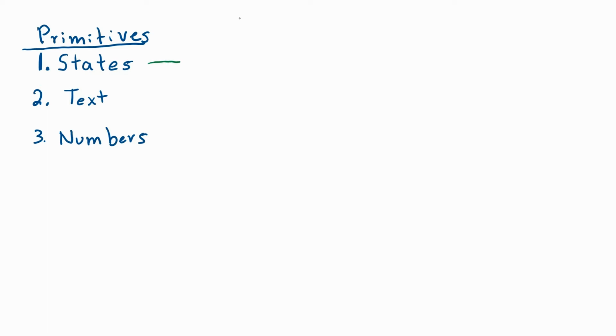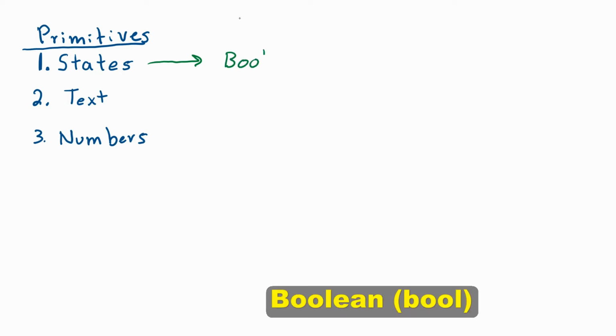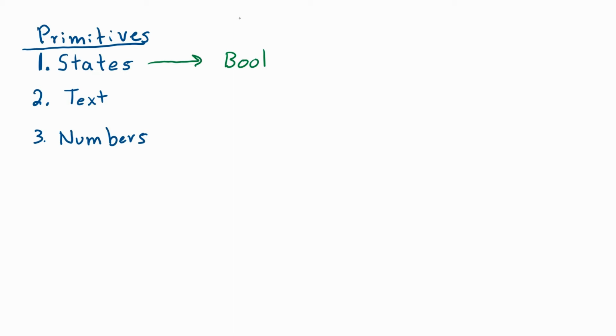Let's start off with states. First of all, I used the word state to introduce this primitive. However, we do not call it a state in the programming world. The word we use is Boolean, or bool for short. A Boolean value is a value which can either be true or the opposite of that, which is false. So before, when I said a state is either one thing or its opposite, when you look at true and false, it's true or its opposite, false.